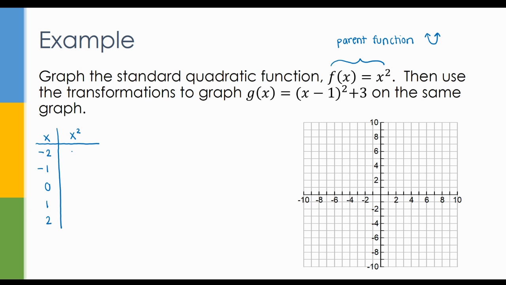So if I square negative 2, I'm going to get positive 4. If I square negative 1, I'm going to get positive 1. Squaring 0 gets me 0. Squaring 1 is 1. Squaring 2 is 4. So those are the ordered pairs that are part of this original parent function, f of x equals x squared.